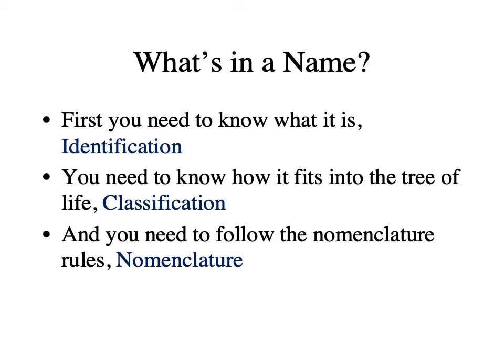Then you need to know how it fits into the tree of life. That's classification. You classify what you are looking at. You group it. You put it on the tree of life within its classification. And you need to follow the nomenclature rules. Nomenclature is the name, but binomial nomenclature has a series of rules that you must follow.